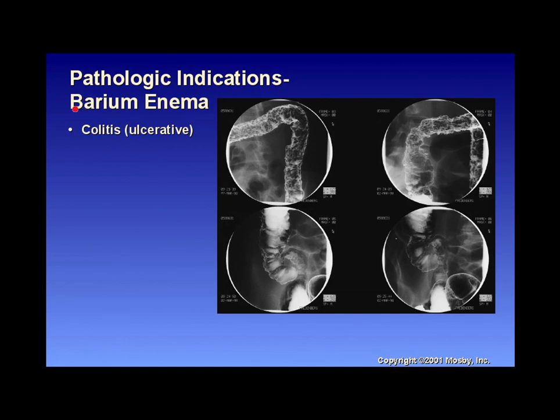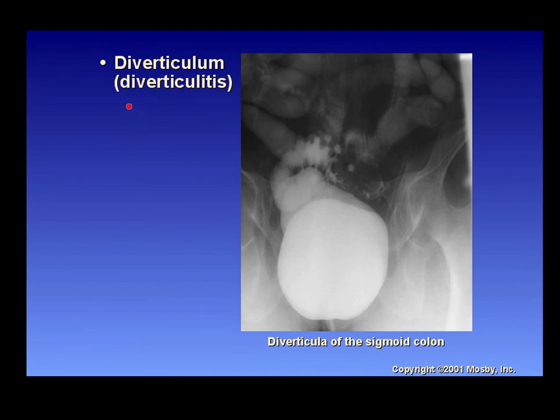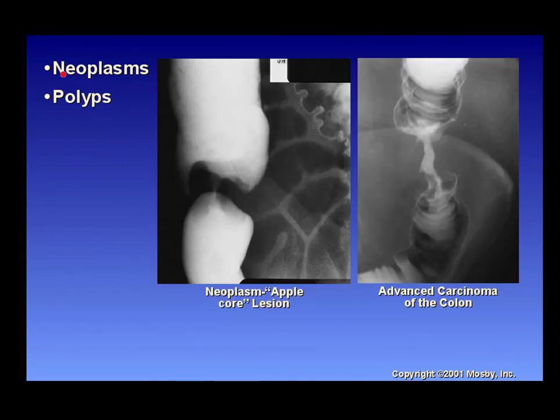So pathologic indications, barium enema, colitis, ulcerative colitis. So these are some images of that. Diverticulum, diverticulitis, diverticula of the sigmoid colon. So make sure that you kind of know some differences in here. Know the difference between diverticulum and polyps, neoplasms or polyps. So these are neoplasms, advanced carcinoma of the colon, neoplasm, the apple core lesion, okay? So that is going to be a constricting portion within the large intestine.